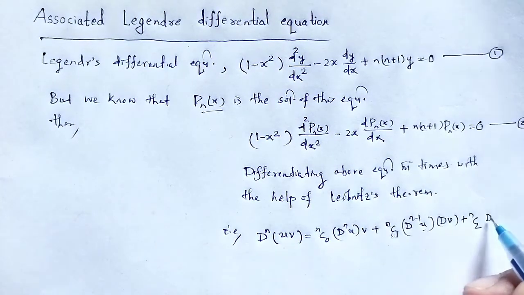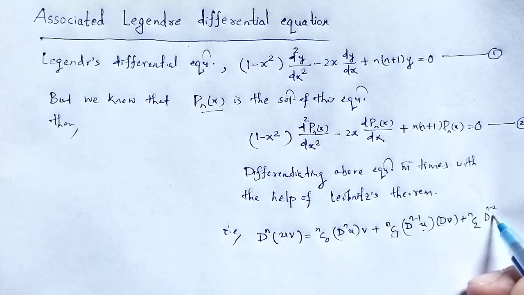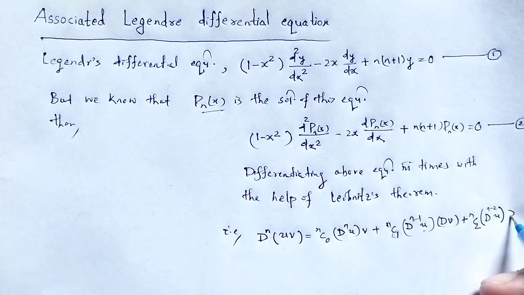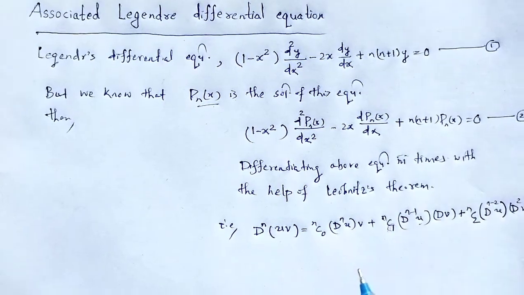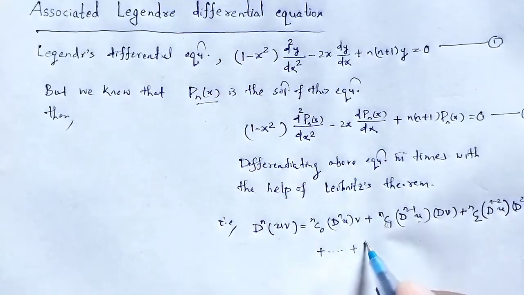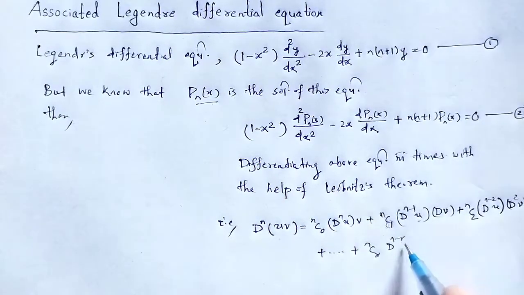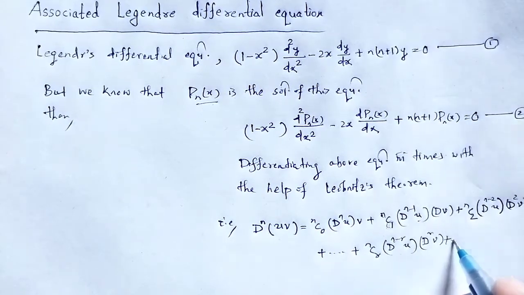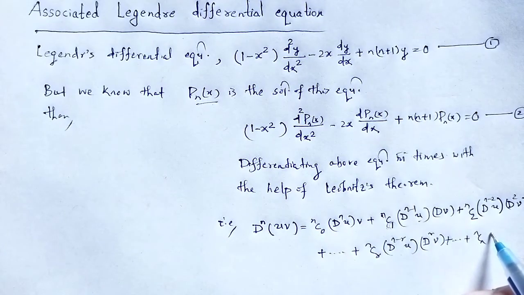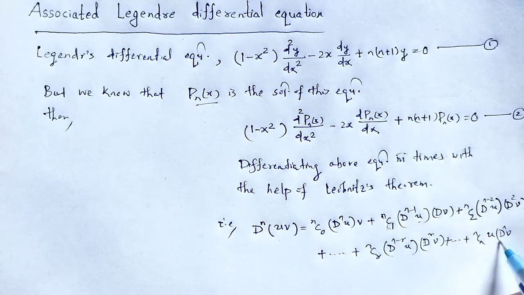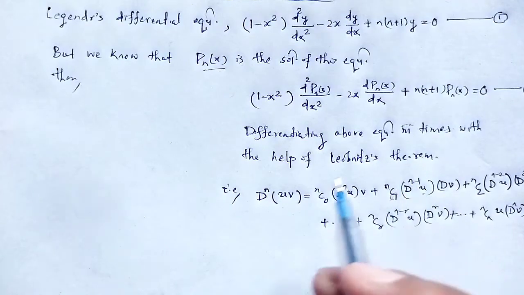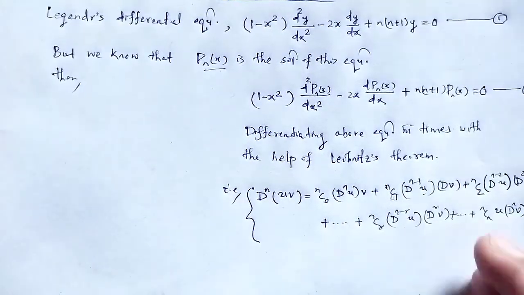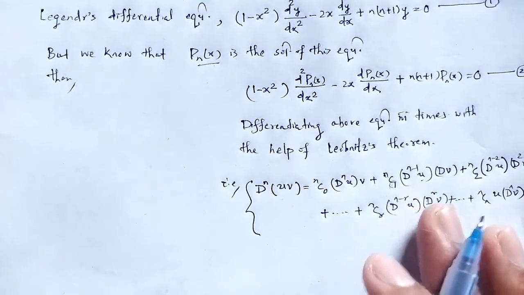nC2, the n minus 2th order differentiation of u, and the second order differentiation of v, d²v, plus dot dot, nCr d^(n-r)u d^r v, plus dot dot, nCn u and the nth order differentiation of v. That is Leibniz's theorem for successive differentiation.